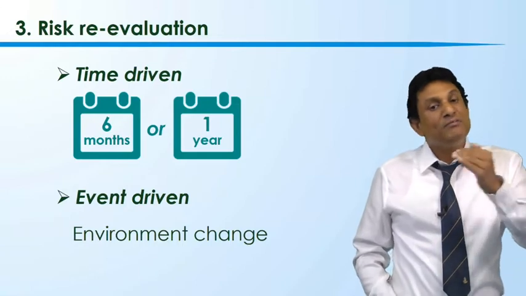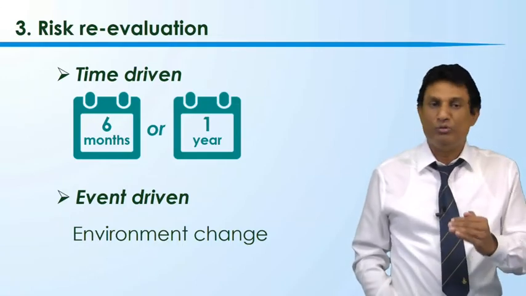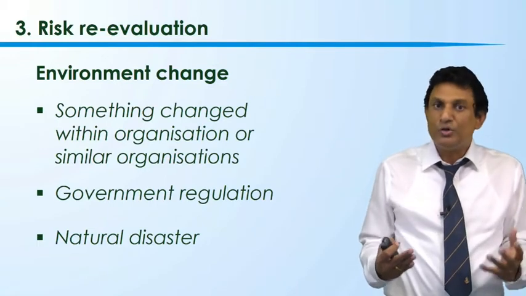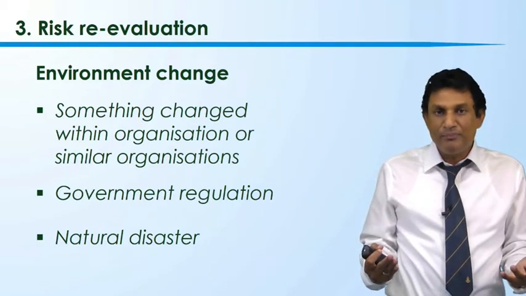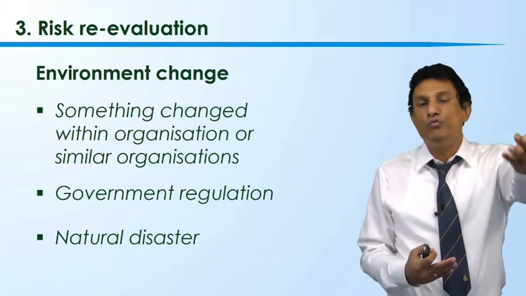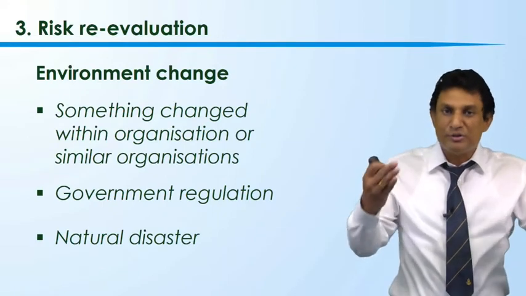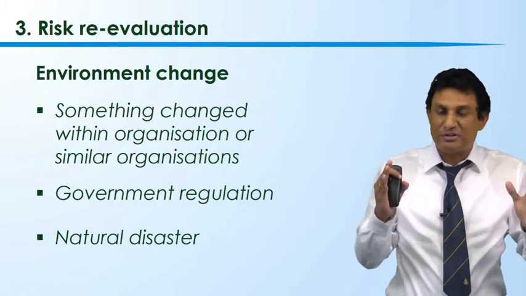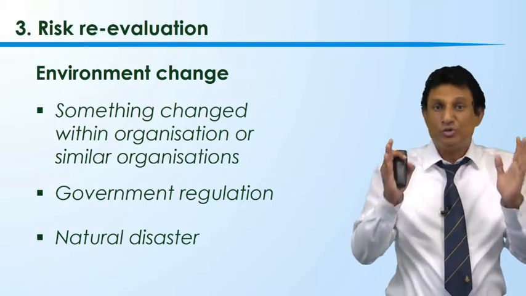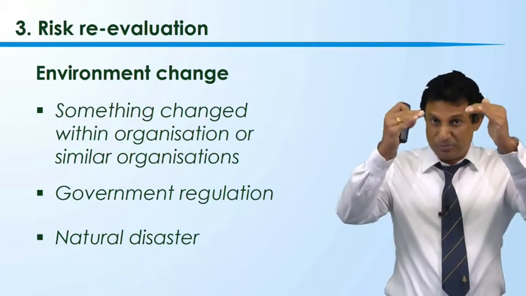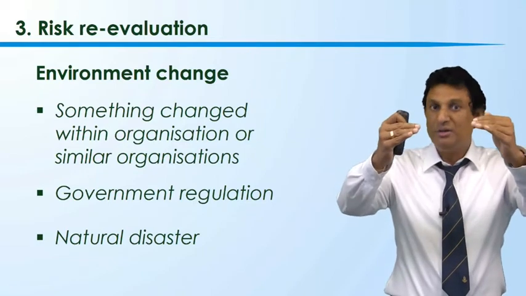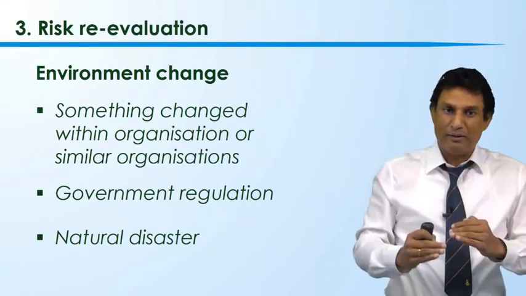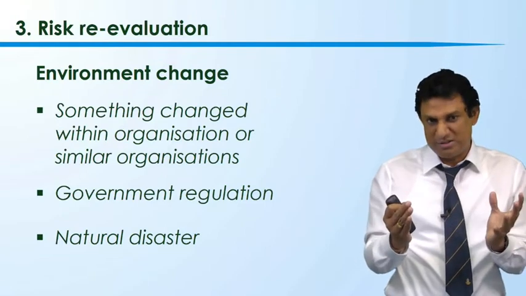The second one we call event-driven. Event-driven means whenever there is an environment change. Let me give you guys some examples of environment change. So you guys do traditional banking. Now we go for e-banking. That's the environment change within the organization. Now our total risk structure is going to be totally different. So now it's time for us to do the risk assessment again because a new risk comes in. So we have to come up with controls to reduce the risk for the e-banking. So that's something that happened to your organization.